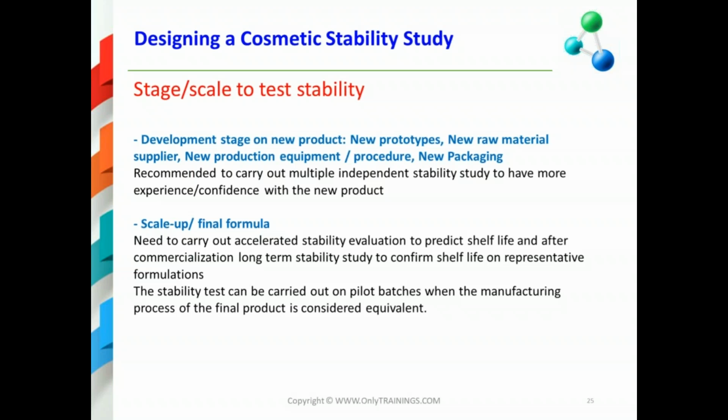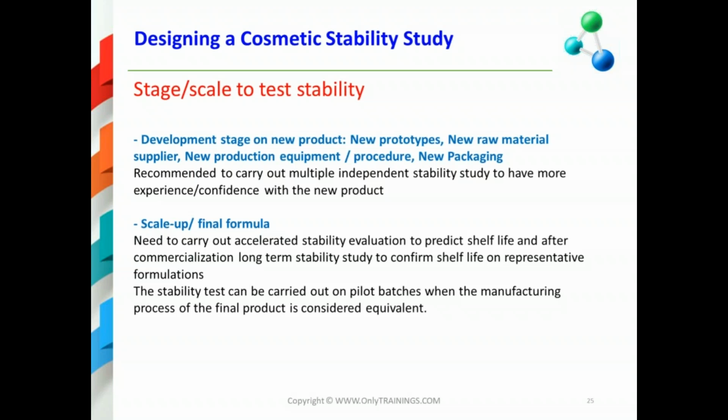In the development stage, the stability testing can be done on new prototypes or new raw materials, if you change raw materials for instance, in order to fix the first stability specification on the different parameters. This will be done in this first stage of development, in order to fix the first stability specification on the different parameters that will be tested and that will appear on the certificate of analysis of the products.